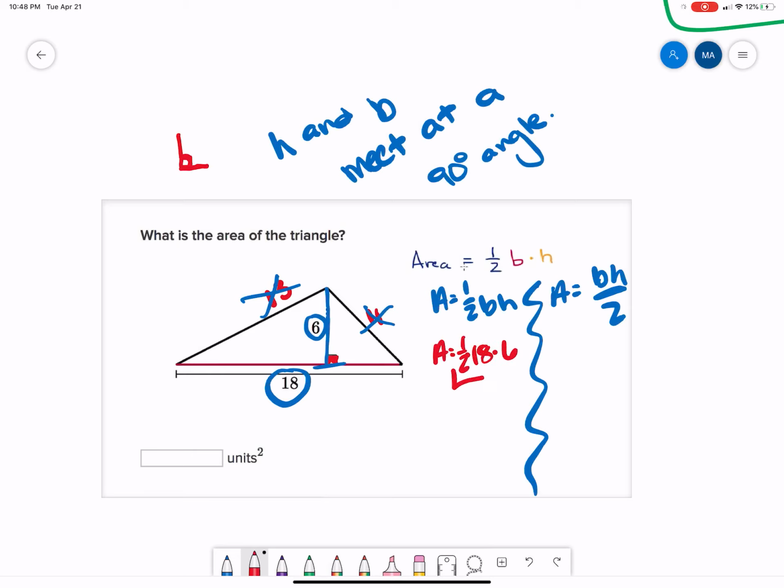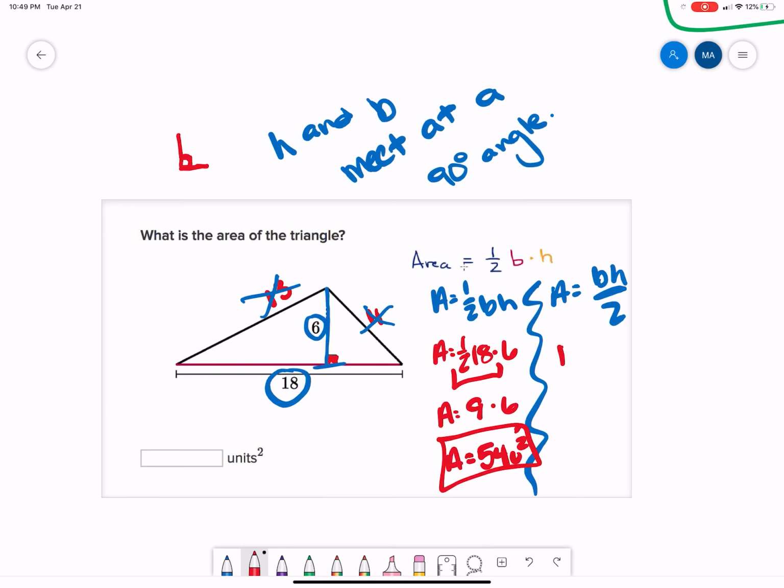Okay, well, half of 18, what's half of 18? Yeah, exactly, 9. So then I have 9 times 6. 9 times 6 is 54 units squared. That's one way, okay? I just took half of 18, which is 9, and then I multiplied by 6.